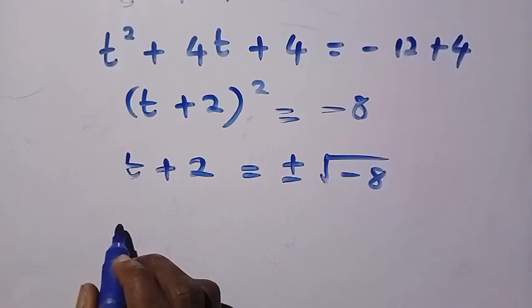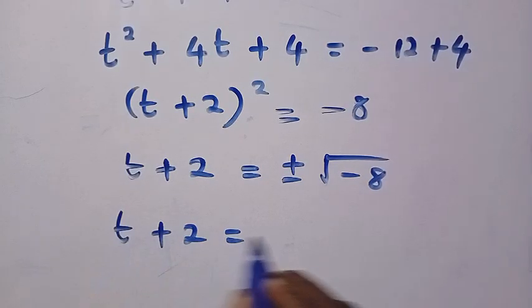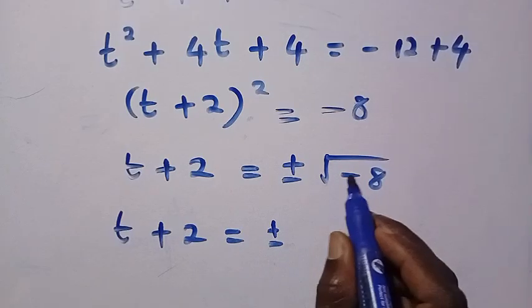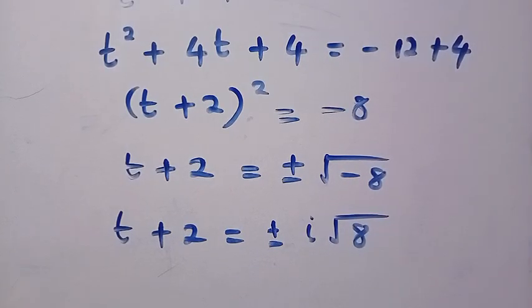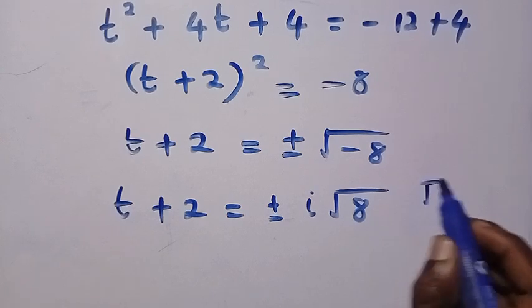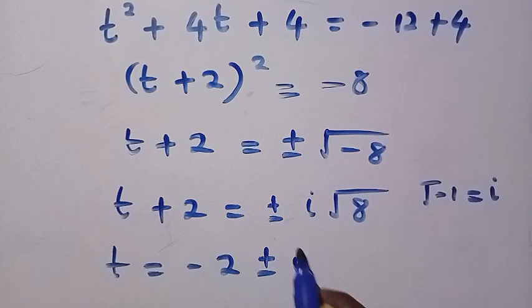The square root of minus 8: t plus 2 equals plus or minus, taking out the minus, we have i root 8. And i root 8 comes from the square root of minus 1, which equals i. Then let's take 2 to the other side. We have t equals minus 2 plus or minus i root 8.